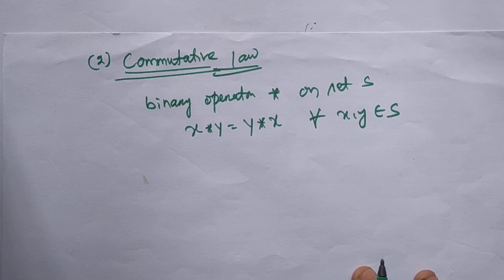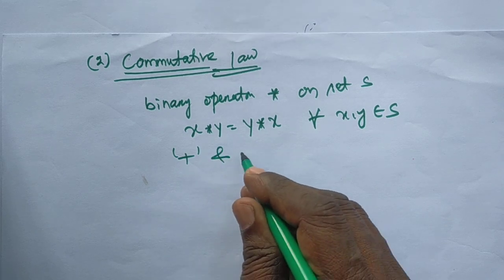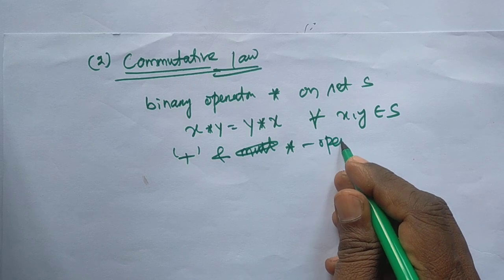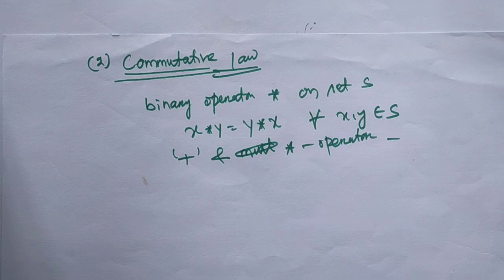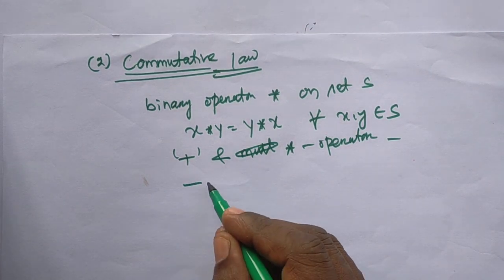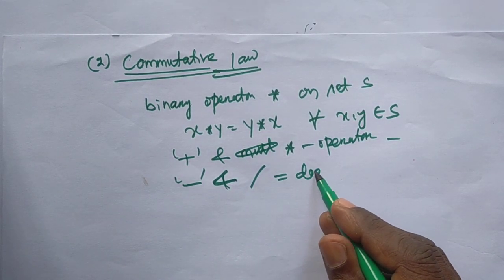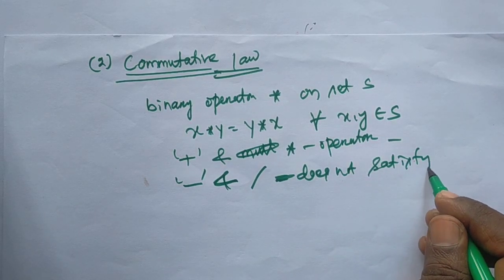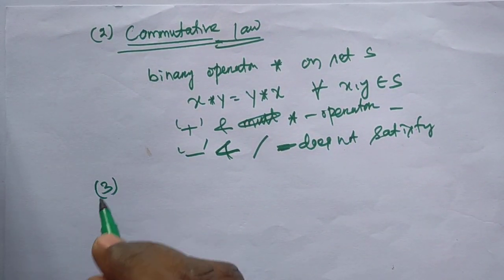So here some properties are satisfied. The operators plus and multiplication satisfy the commutative law. Minus is not satisfied, and division also doesn't satisfy commutativity.